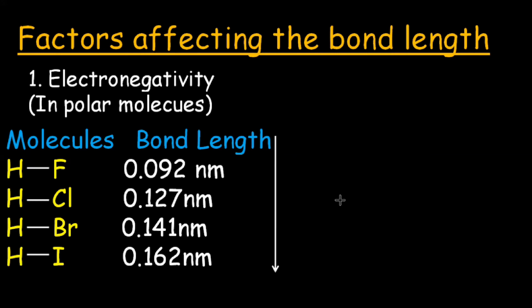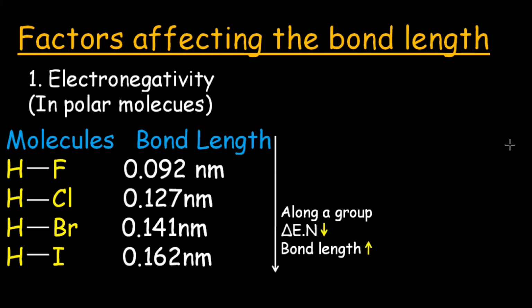The data is showing that as we move down the group, the bond length increases because the electronegativity decreases down the group. Due to decrease in electronegativity, the difference of electronegativity between hydrogen and halogen atom goes on decreasing down the group. This makes the atoms of a molecule distant, ultimately increasing the bond length. So along a group, the difference of electronegativity decreases and the bond length increases.